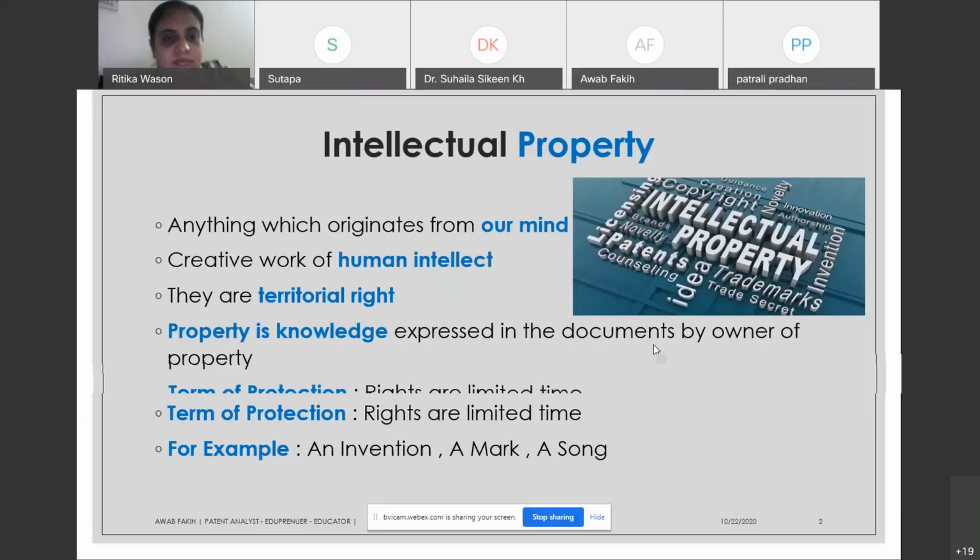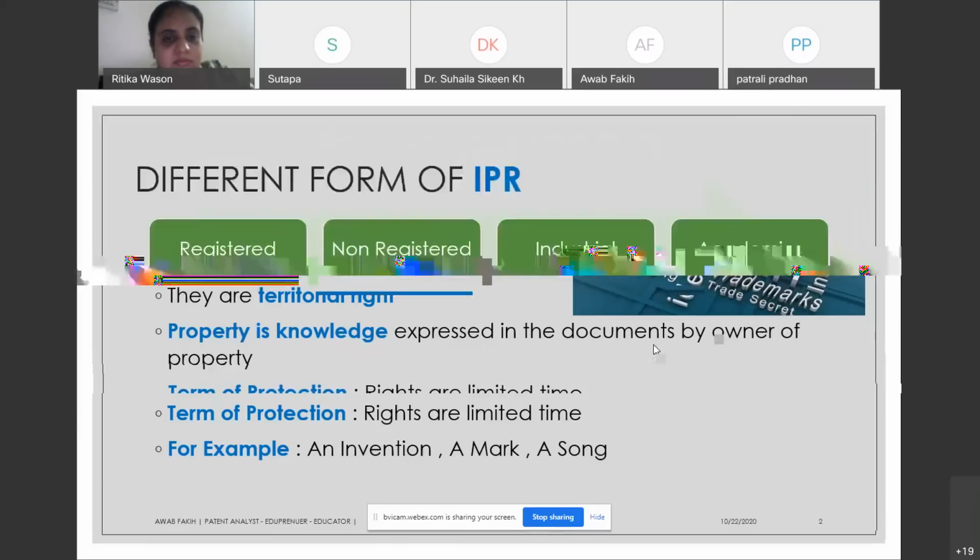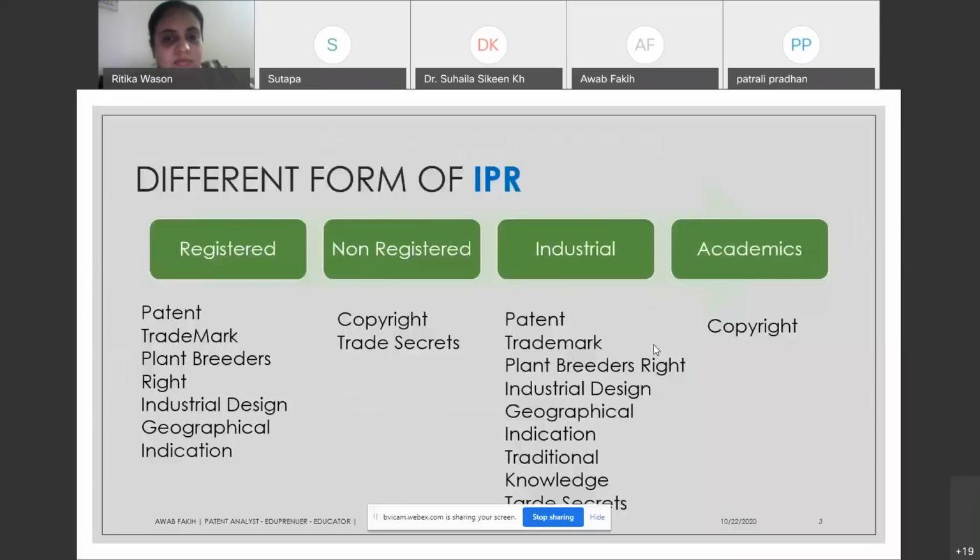IPR is basically categorized into two broad domains. One is the registered and non-registered category, another one is the industrial and academic category. Not all forms of IPR require registration. Take copyright, for example. A common example: if you see an institute website, in almost all cases it is written that the above content is copyrighted. You don't file a letter or a proper document with the Indian government for it.